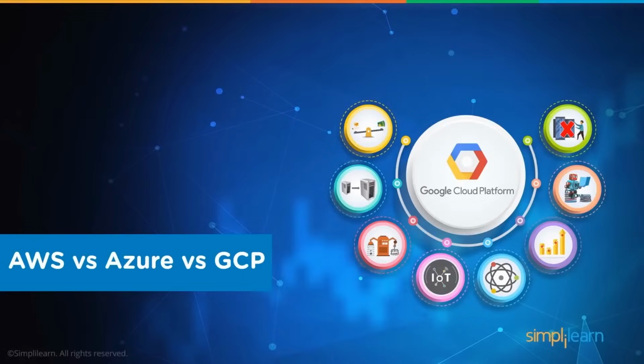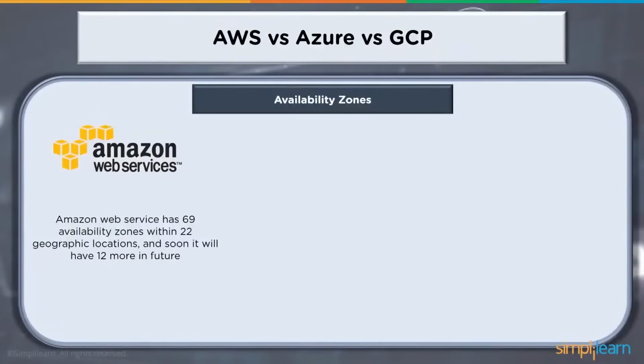If I compare your different cloud providers, when we talk about Amazon and its cloud offerings, that is Amazon Web Services or AWS as we well know it, Amazon Web Services has 69 availability zones within 22 geographical locations, and soon it will have 12 more in future. So this number keeps growing based on the spread of the services which a particular cloud provider offers. Here we are talking about availability zone specific information.